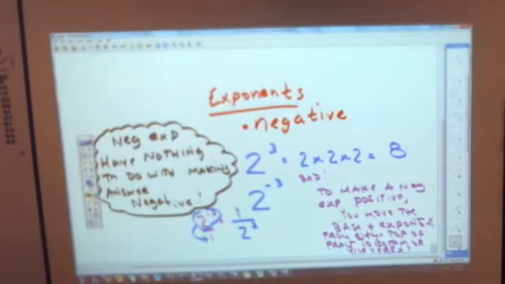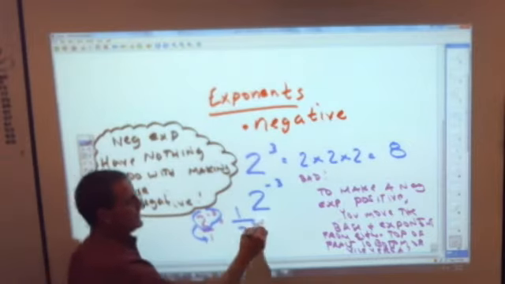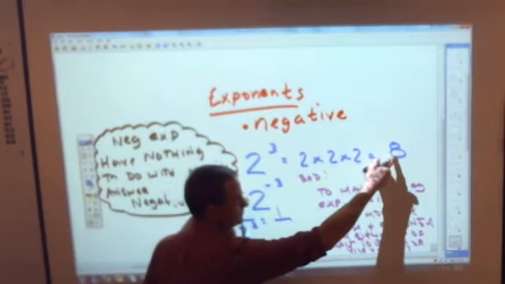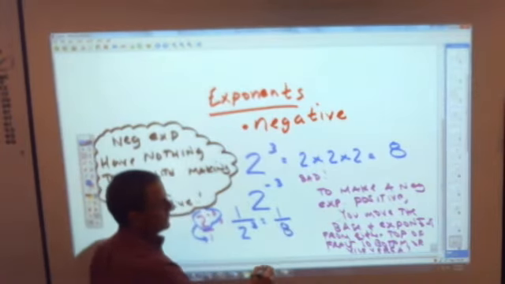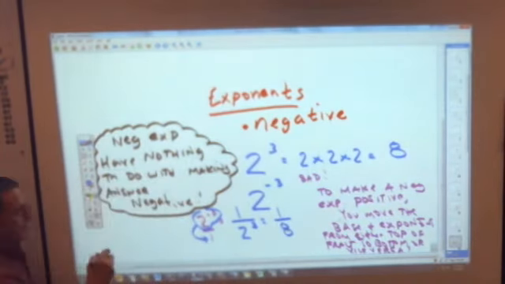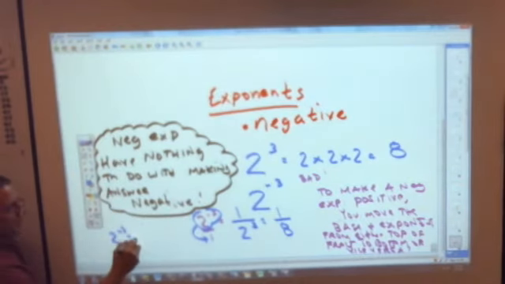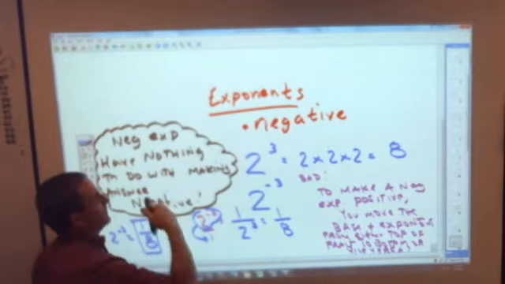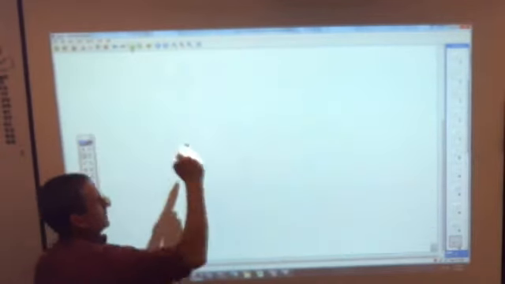So believe it or not, 2 to the negative third power is the same thing as 1 over, what is 2 to the third power? 8. So 2 to the negative third power is 1/8. This is actually what it means. 2 to the negative third power is 1/8. Again, we'll talk about it in a minute.